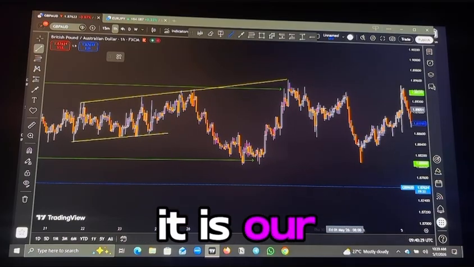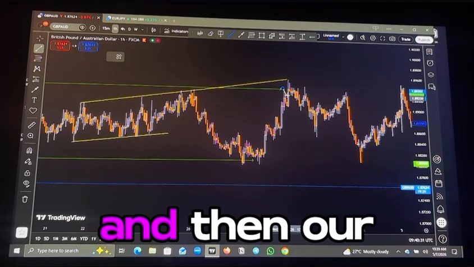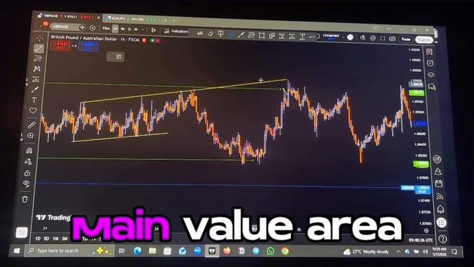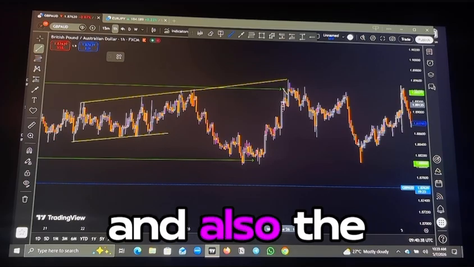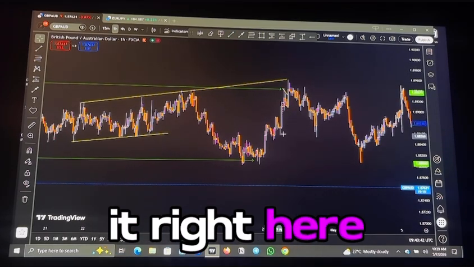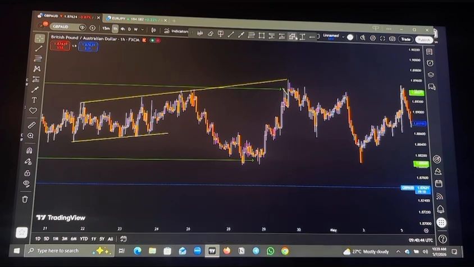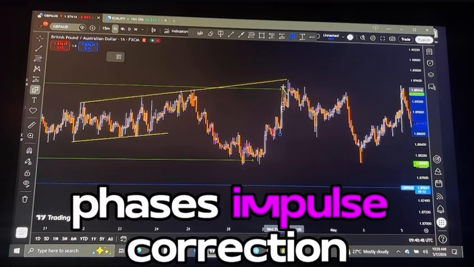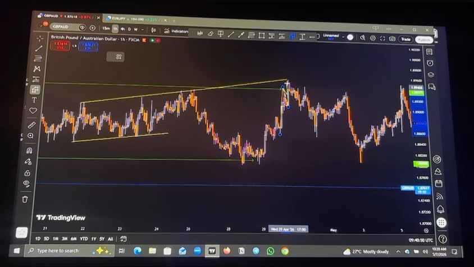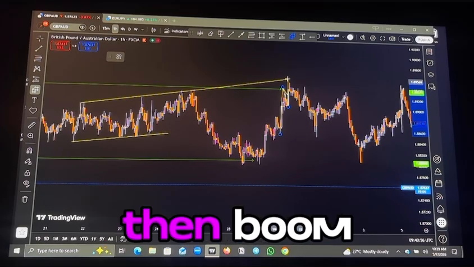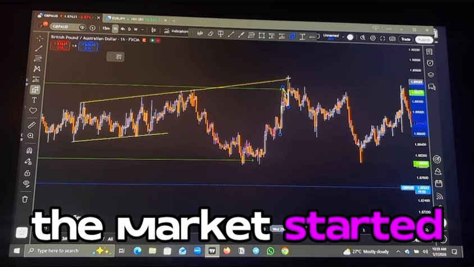This is our phase 1, phase 2, and then our third phase, before the market took out the main value area and also the main volume. You can see it, right? Here it is. Watch the three phases: impulse, correction, continuation. It gets a lot of traders caught out of the market, and then boom, the market started dropping.